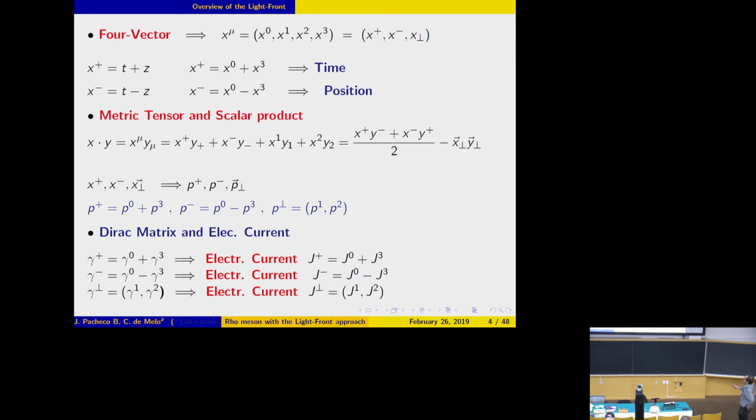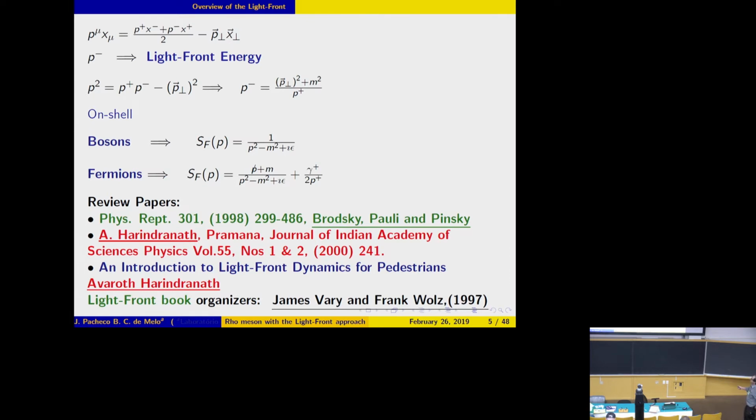I will show you later. You can relate it with the four-momentum, P plus, P minus, P perpendicular. P plus is P0 plus P3, P minus is P0 minus P3, P perpendicular is P1, P2. And for the Dirac matrices, you can combine also gamma 0, gamma 3, gamma minus is gamma 0 minus gamma 3, gamma perpendicular is gamma 1, gamma 2. The plus component of the current is the combination of the two, related with Dirac matrices in this way. And okay, then you have the product of quadri-momenta.